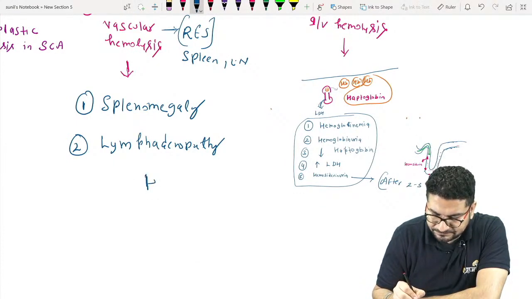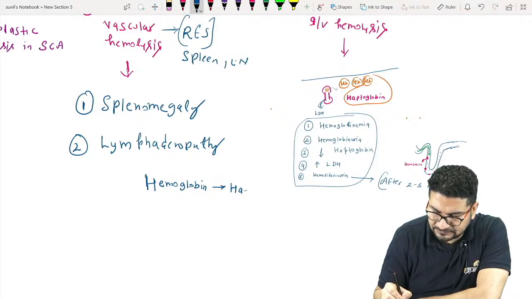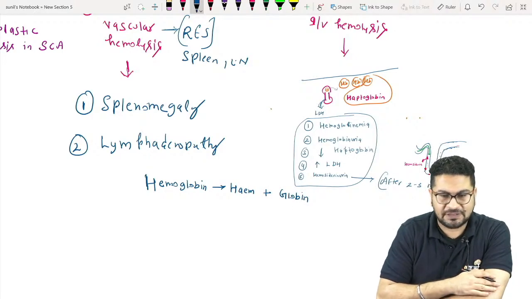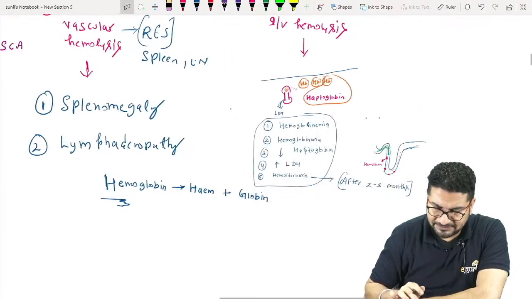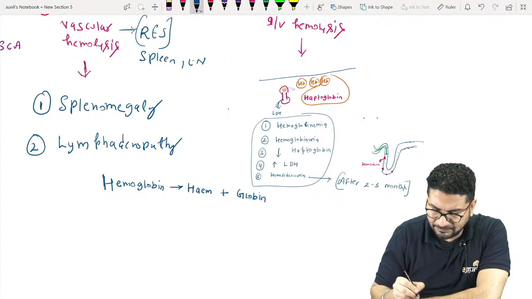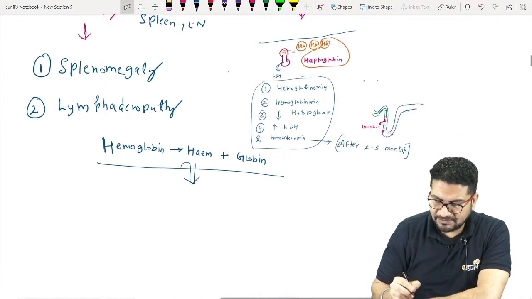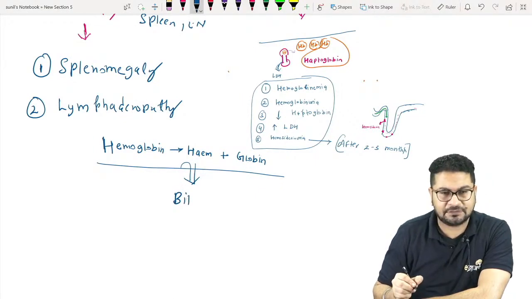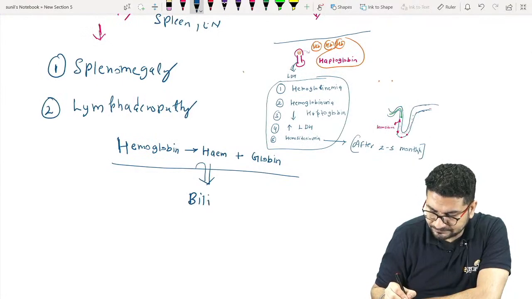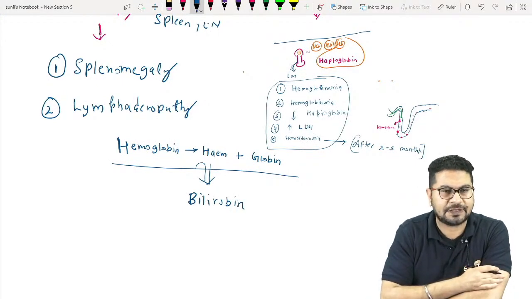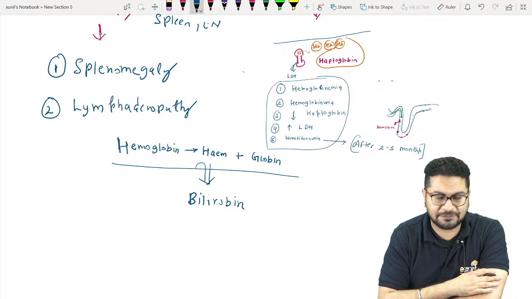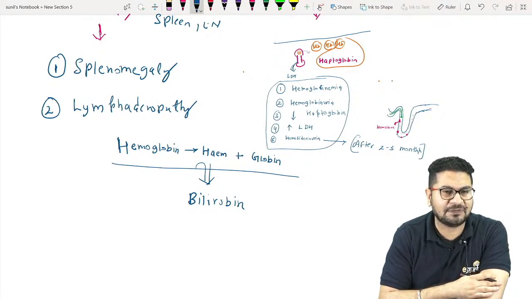This is hemoglobin. Hemoglobin is made up of heme plus globin. If I say in biochemistry the final product of hemoglobin degradation, the final product will be bilirubin. Ultimately, hemoglobin is broken down to produce bilirubin, right? So more hemolysis means more hemoglobin is breaking down, so it can produce more bilirubin.